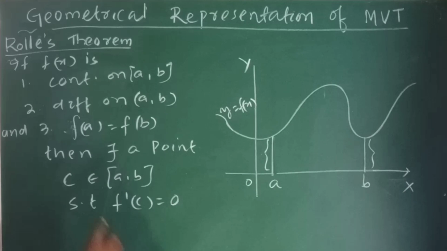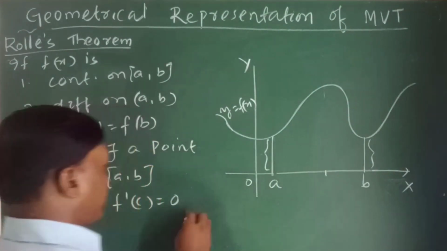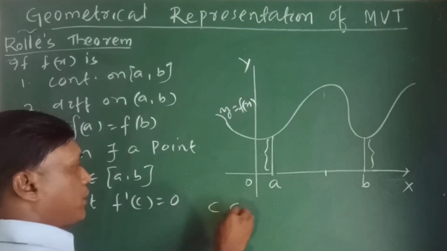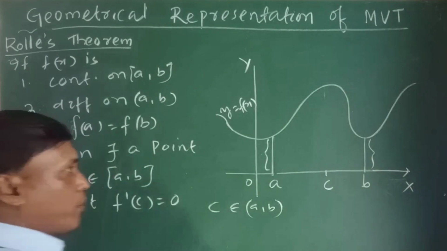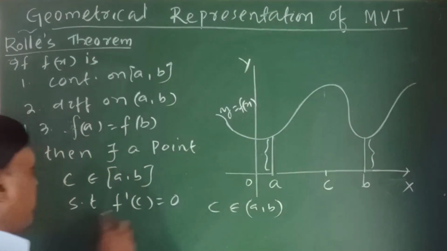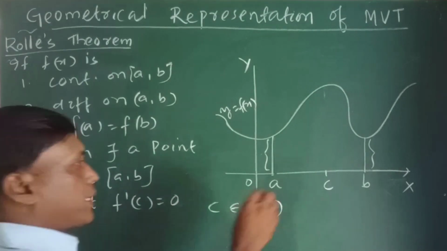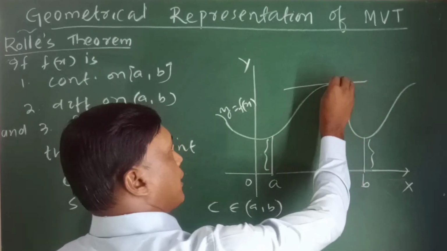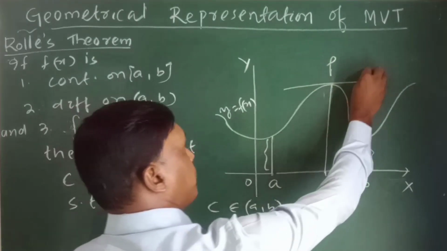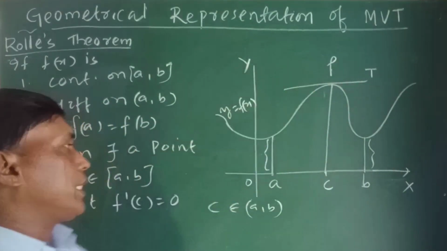Now what happens? We have to find a point C. Suppose a point is C here, where C belongs to AB. At C, the value of f dash C, the first derivative at C, is 0. I join here. This is a point P, where PT is tangent to the curve.